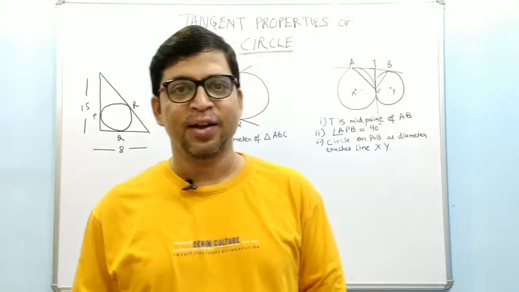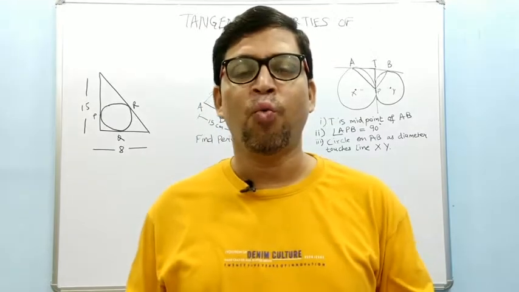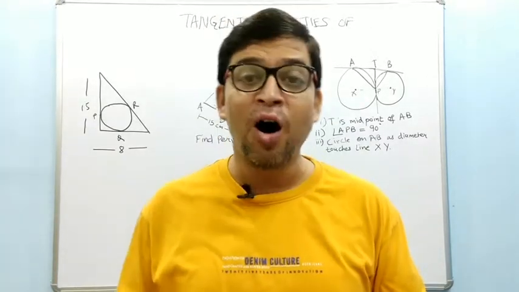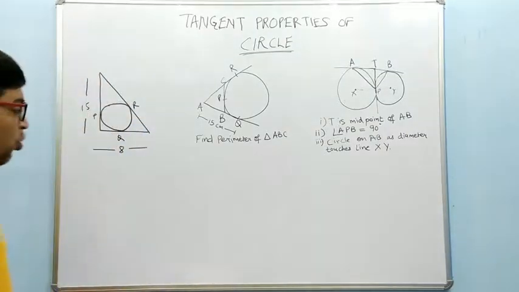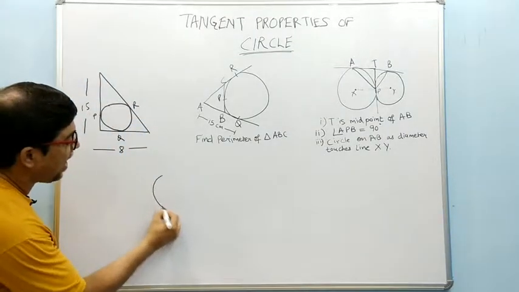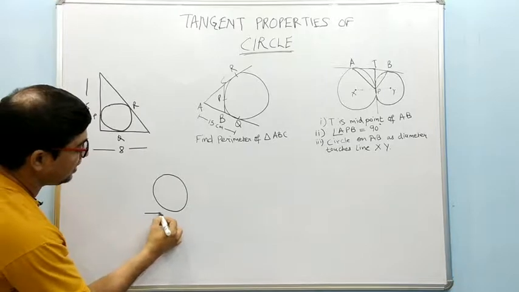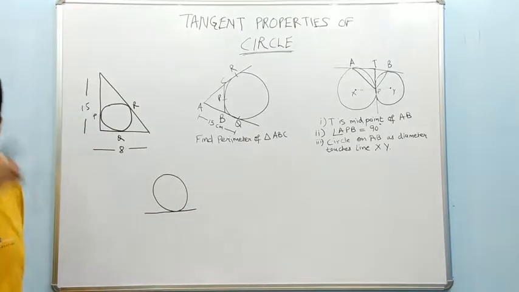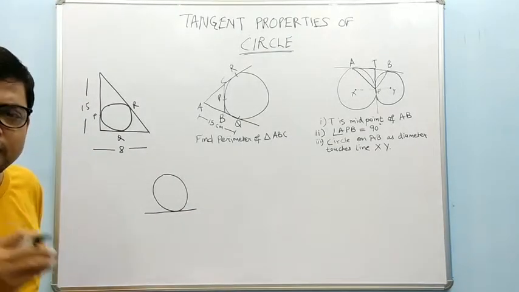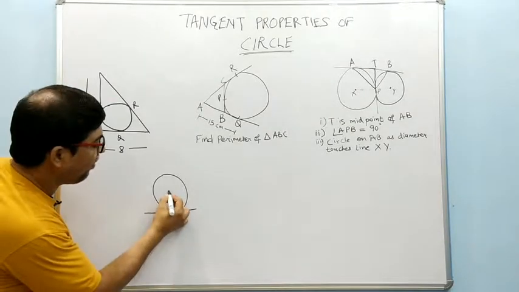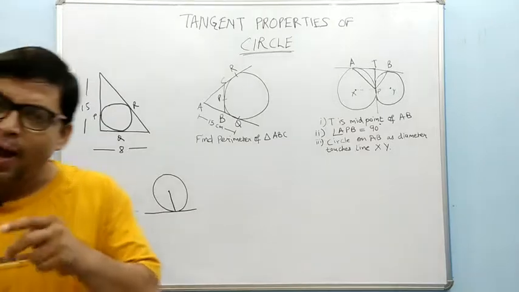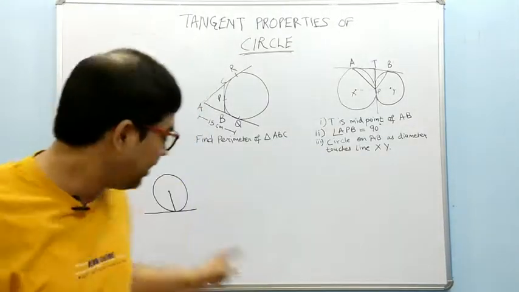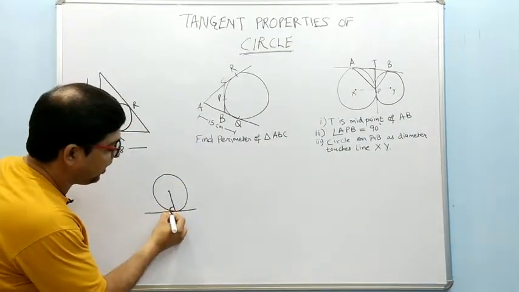Hello friends, now we will see what properties are there of a tangent to a circle. The very basic property you know is that a tangent is that line which touches the circle at one point. Another very simple property you know is that if a line segment is joined from the center of the circle to the point of contact, then the angle is 90 degrees.